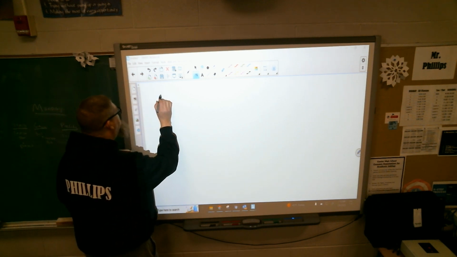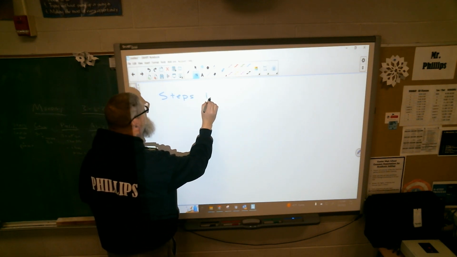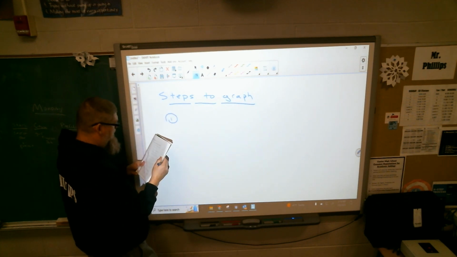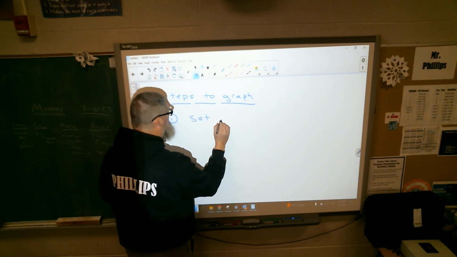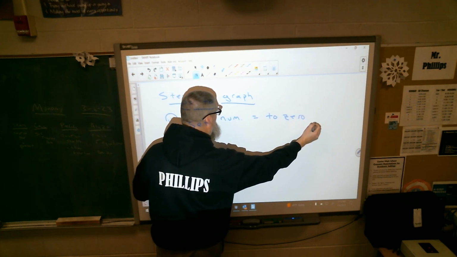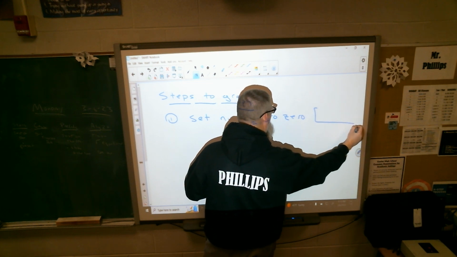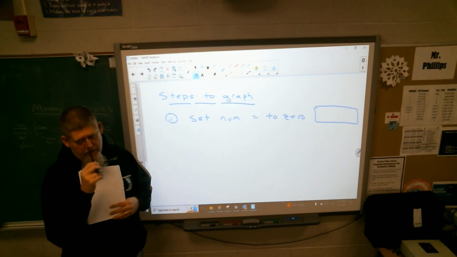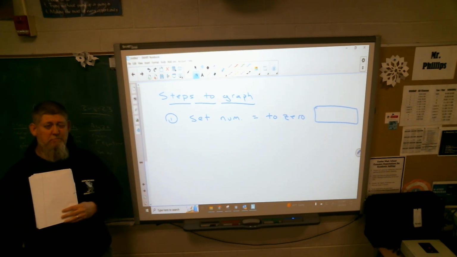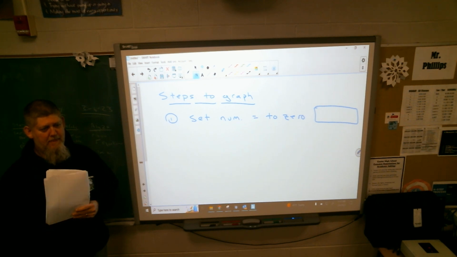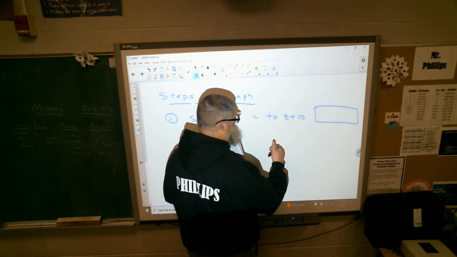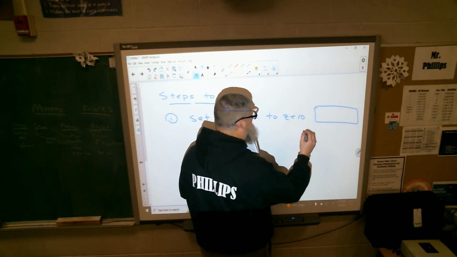Number 1, steps to graph. Number 1, set the numerator equal to 0. When you set the numerator equal to 0, does anyone know what you're finding? More specific. Okay, you're finding out where it crosses the x-axis, because y is 0. Okay, so you're finding the x-intercept.